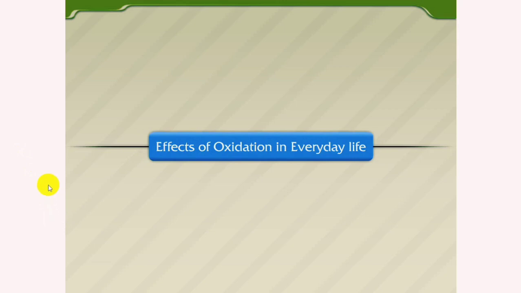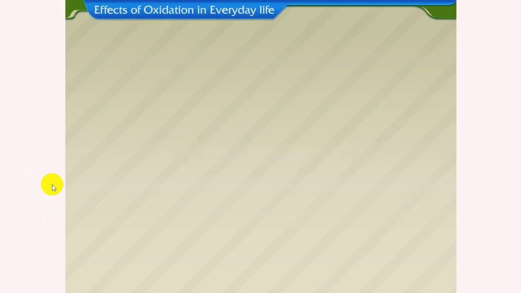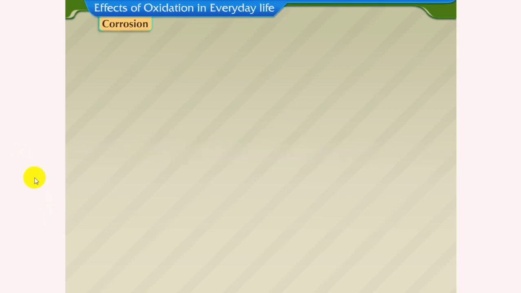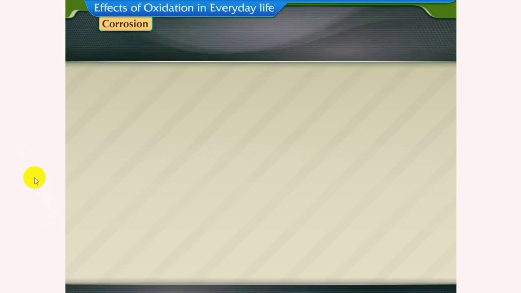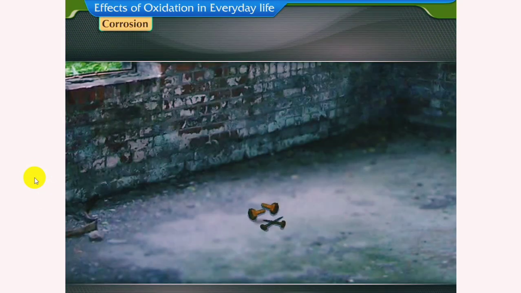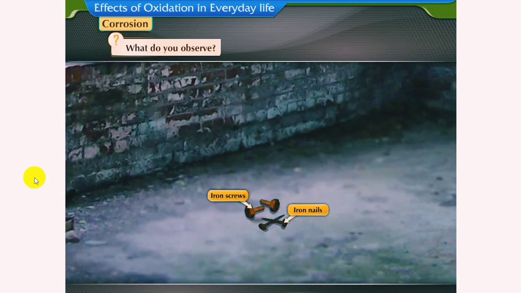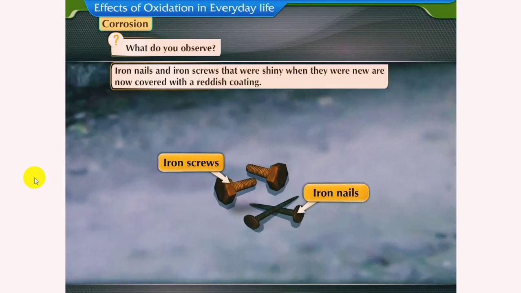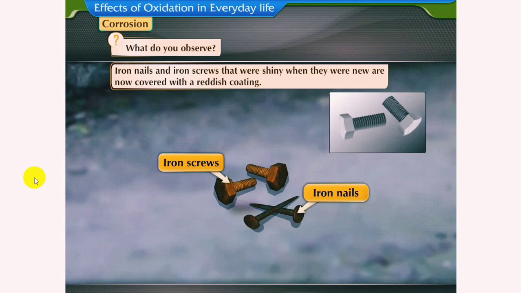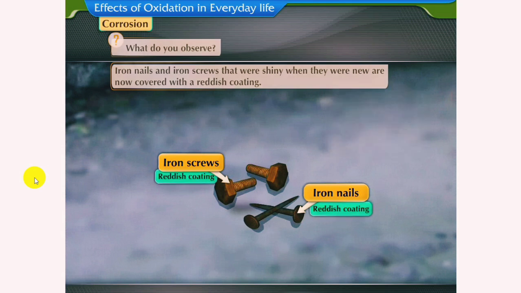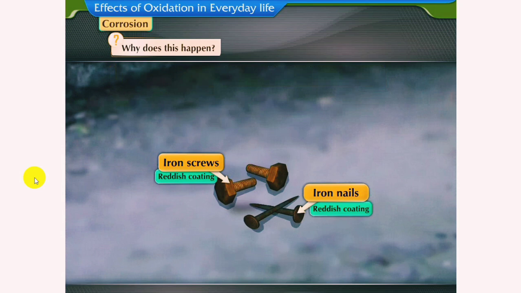In everyday life. Corrosion. Take a look at some unused iron nails and iron screws at home. What do you observe? Iron nails and iron screws that were shiny when they were new are now covered with a reddish coating. Why does this happen?